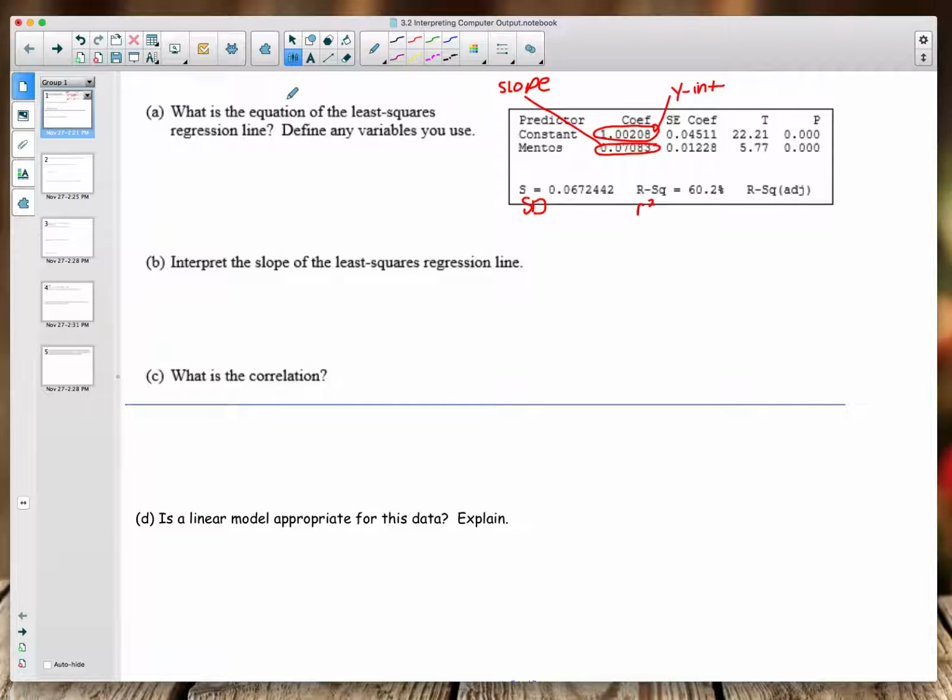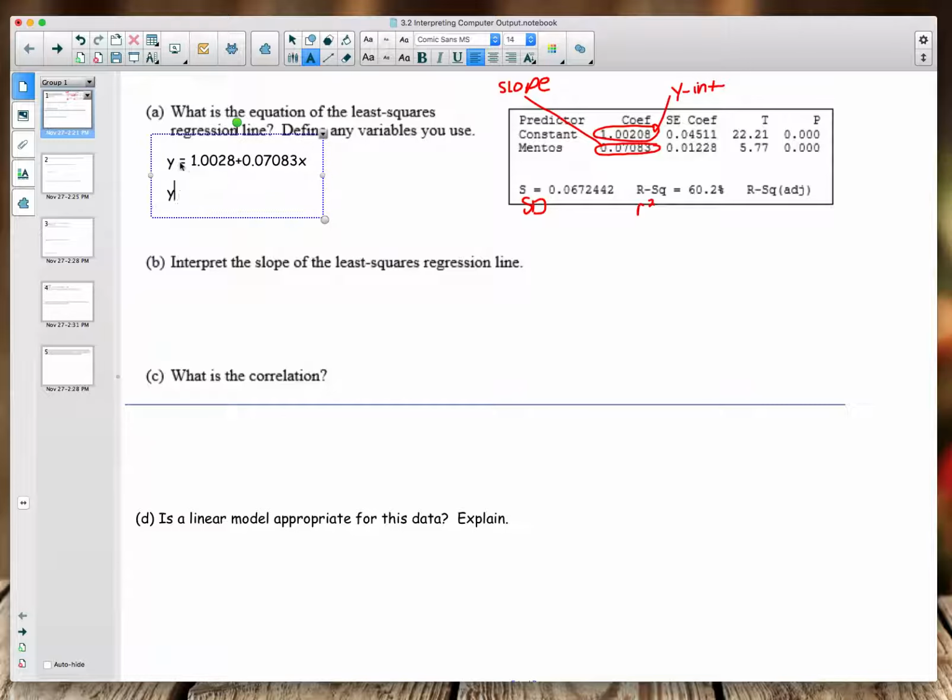So when it's asking for the equation of your least squares regression line, define any variables you see. So what we're going to do is we will type that in. So that's going to be your y hat, and I'll go in and insert the hat here in a second. So it's going to be y hat equals 1.0028 plus 0.07083x.